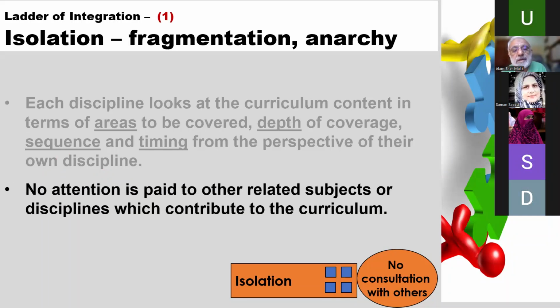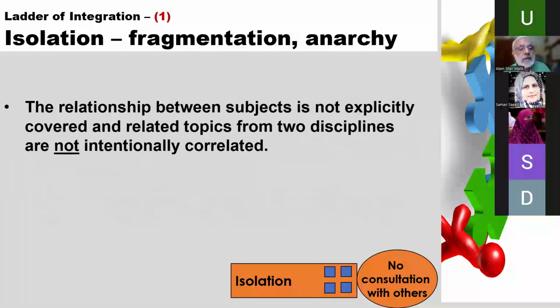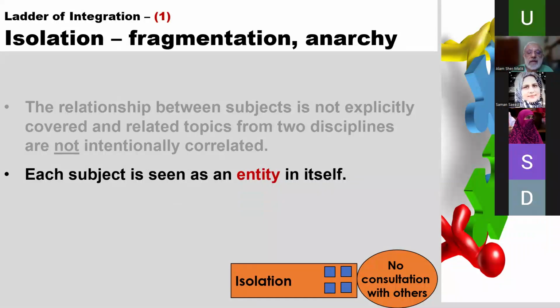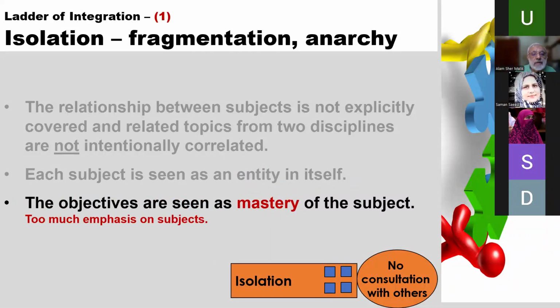No attention is paid to other related subjects or disciplines which contribute to the curriculum. The relationship between subjects is not explicitly covered, and related topics from two disciplines are not intentionally correlated, as I mentioned earlier, that each subject is seen as an entity in itself, and the subjects are seen as mastery of the subject. Too much emphasis on the subjects.